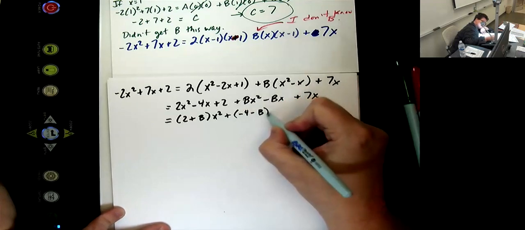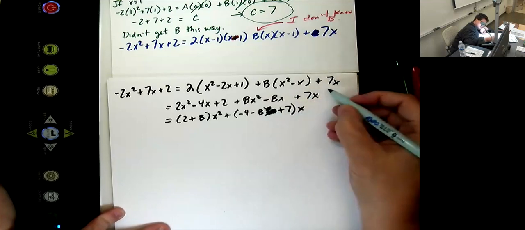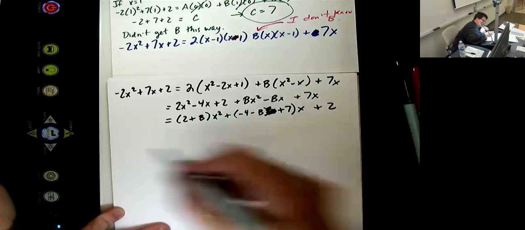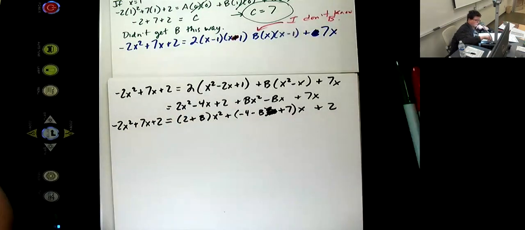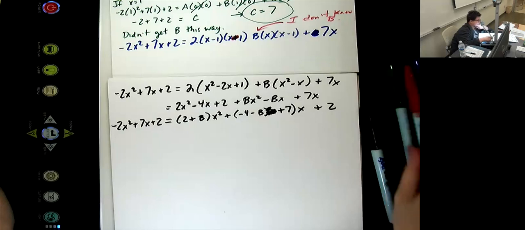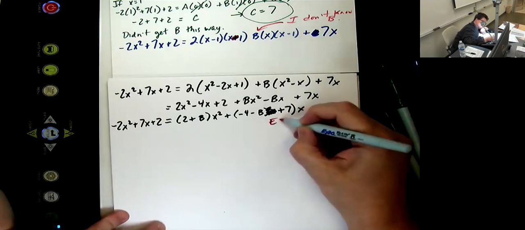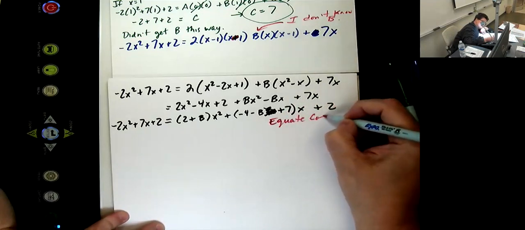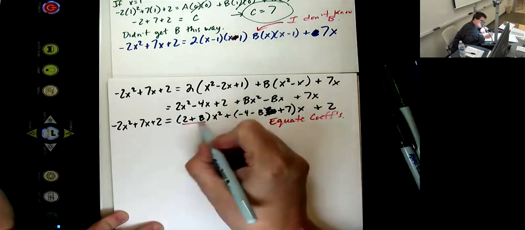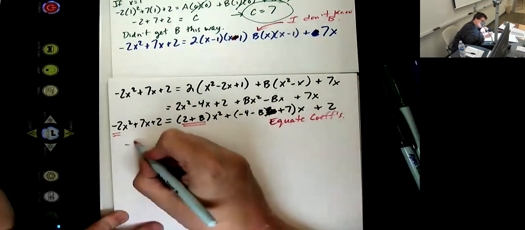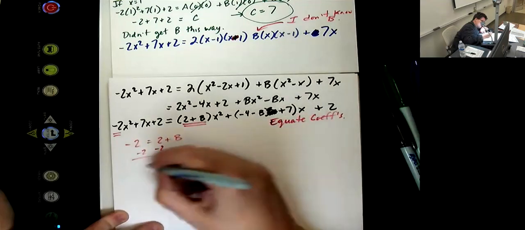-4 minus b times x. Nope, I got a +7 there too. And then I got a +2. We're almost done. We're going to equate coefficients. And I only need to get b, so I'll only bother doing one of them. I'll set -2 equal to 2 plus b. So if I subtract 2, I get -4 equals b.